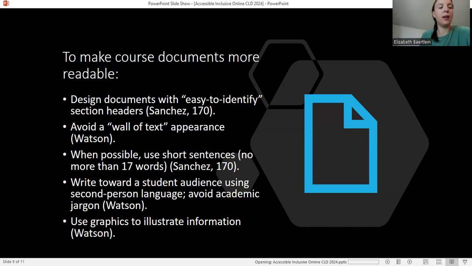So using you, rather than students should do this. Try to use second person language. And like I said, using pictures or graphics, you can use pie charts, bar graphs when applicable, to really help students visualize information more. So yeah.